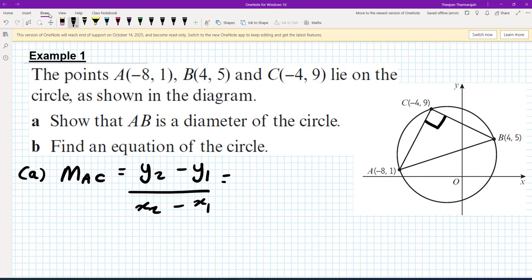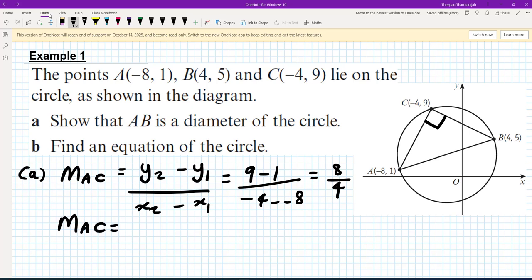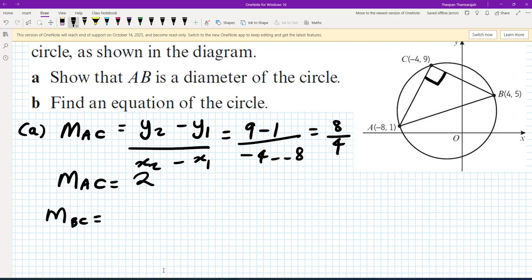So we're now going to get, if I'm trying to find the gradient of AC, it's 9 minus 1 over minus 4 minus minus 8, which gives me 8 over 4. And I get 2. So the gradient of AC is simply 2. So now I want the gradient of BC. Same formula, y2 minus y1 over x2 minus x1. So now we're going to work out the gradient of BC.